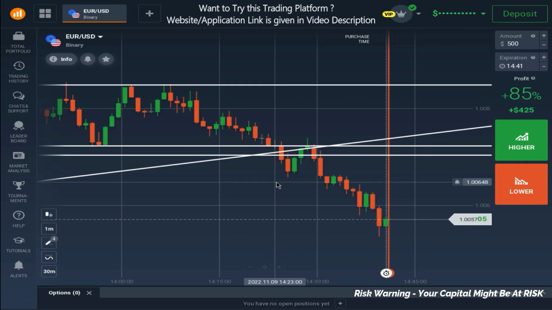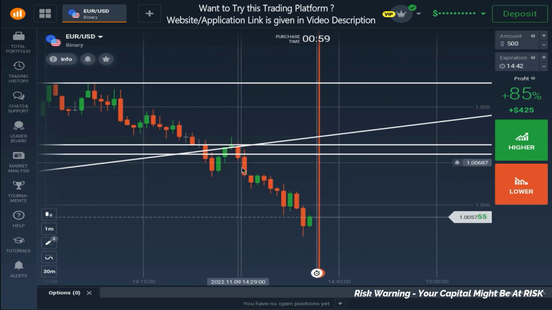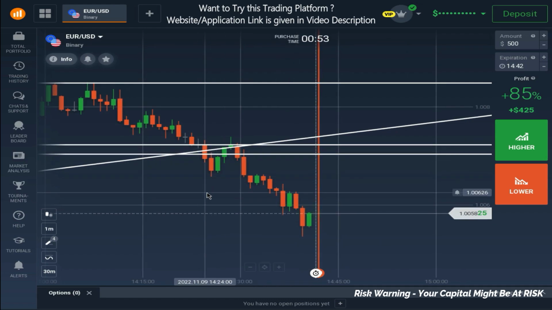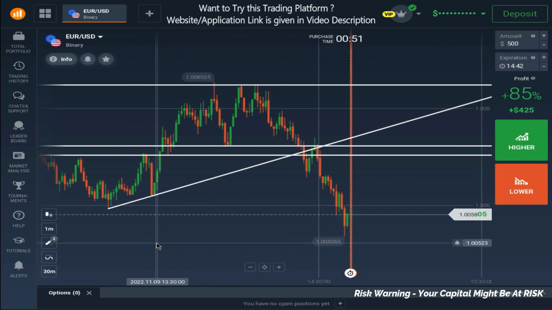So all these factors are in our favor, and you can see after that market actually fell strongly, which I was expecting here. So this was it about today's session.